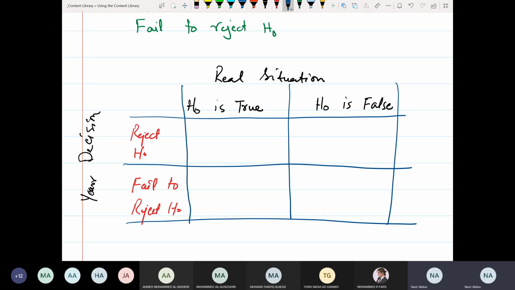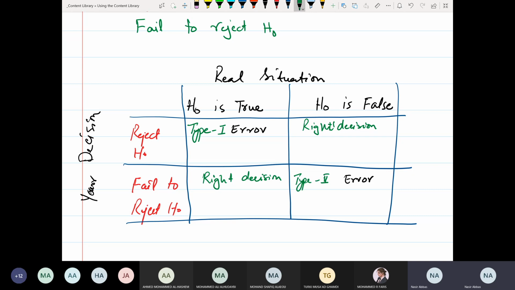So out of four rectangles, there are 2 rectangles where I have committed errors. There is this error here, and there is this error here. And in the other 2 corners, we are making the right decision. These are 2 possible errors you may make in any of the hypotheses, and these 2 errors are named as type 1 error and type 2 error. This is type 1 error, and this is type 2 error.